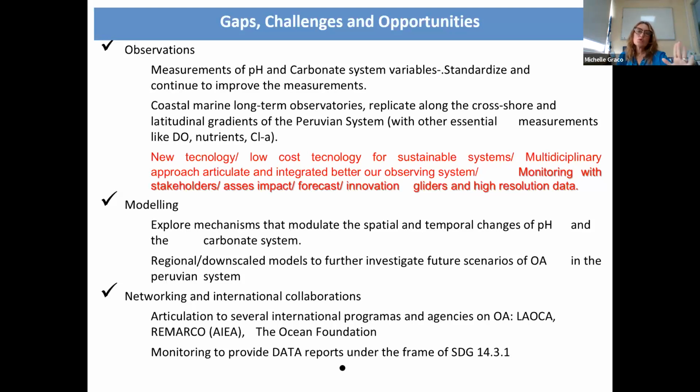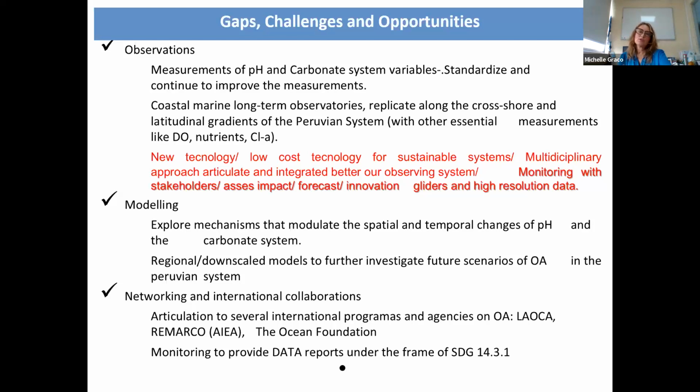And we also need to go to the stakeholders, and try to include them and look at how we can monitor together, and how we can assess the impact forecast related to the conditions in the system. Then I think another key part is modeling. Modeling offers the possibility to go to future scenarios, but also to test some hypotheses about the processes that modulate spatial and temporal change. And I think it's very important to work more closely with modelers.